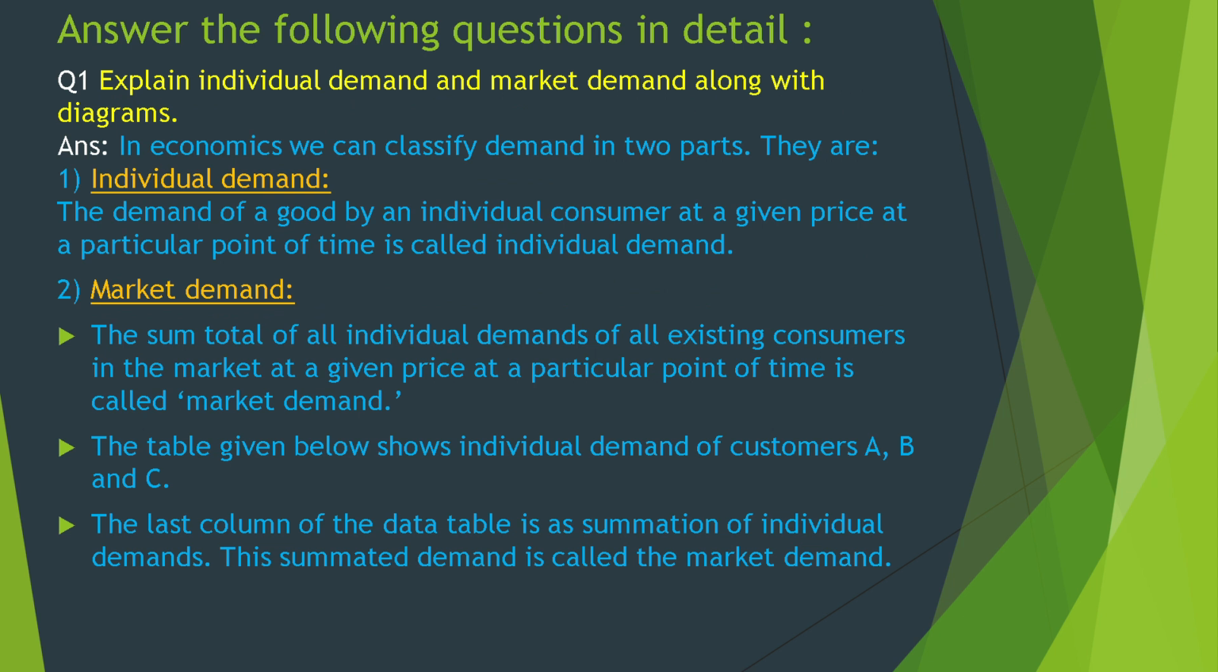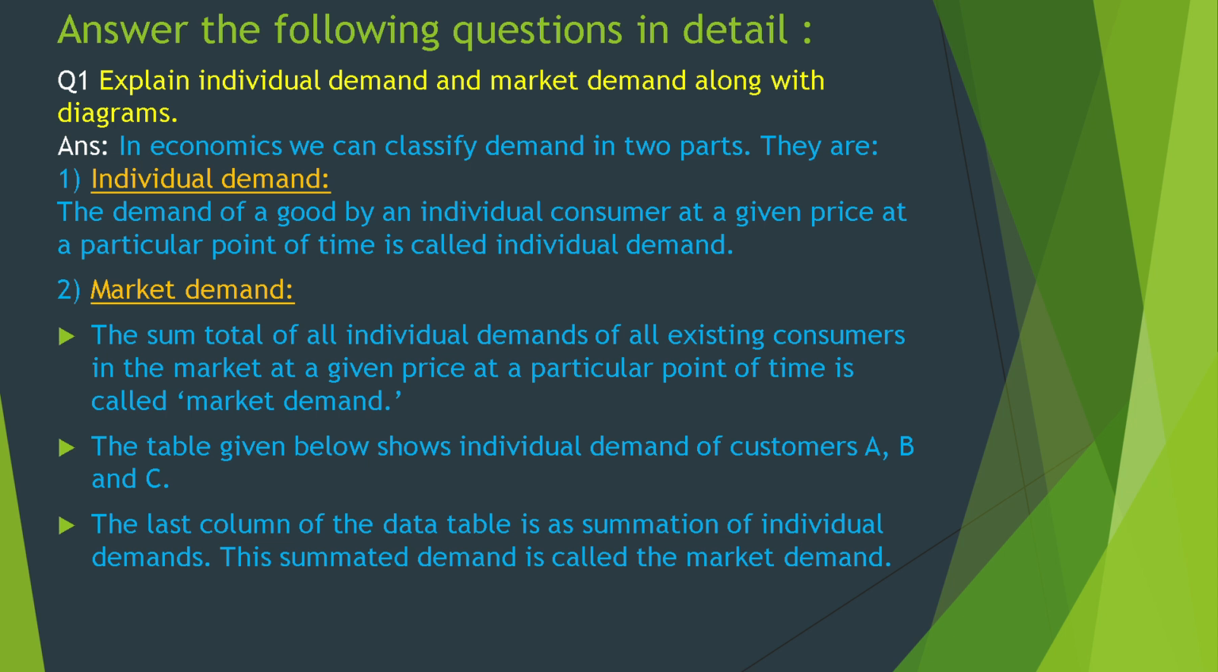Answer the following questions in detail. Explain individual demand and market demand along with a diagram. In economics, we can classify demand into two parts. First, individual demand: the demand for a good by an individual consumer at a given price at a particular point of time is called individual demand. Second, market demand: the sum total of all individual demands of all existing consumers in the market at a given price at a particular point of time is called market demand.